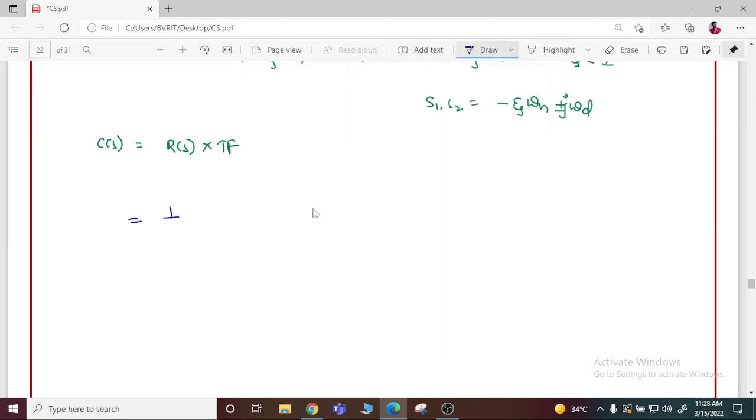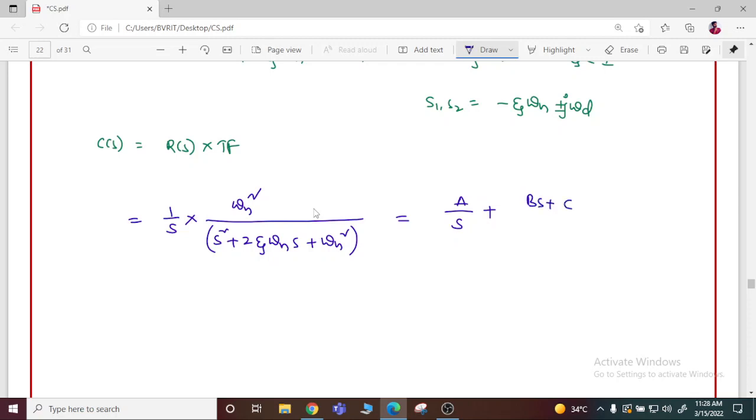So, this can be written as 1 by s into the transfer function, which is omega n square divided by s square plus 2 zeta omega n into s plus omega n square. By expanding this in terms of partial fractions, this will be A by s plus (Bs plus C) divided by s square plus 2 zeta omega n into s plus omega n square. As it is a complex function, the partial fraction will be Bs plus C.